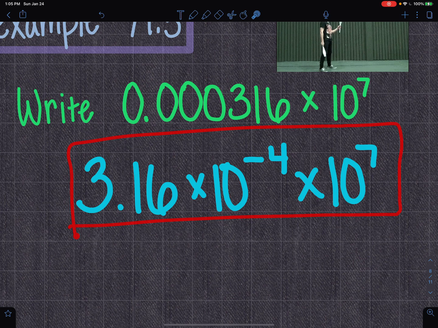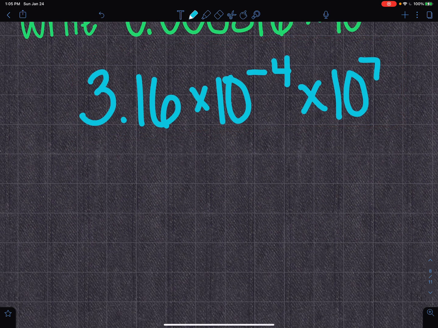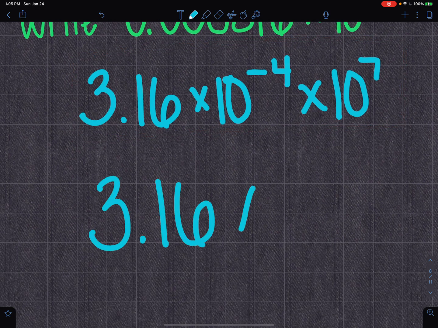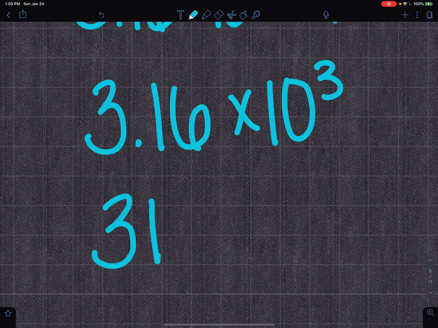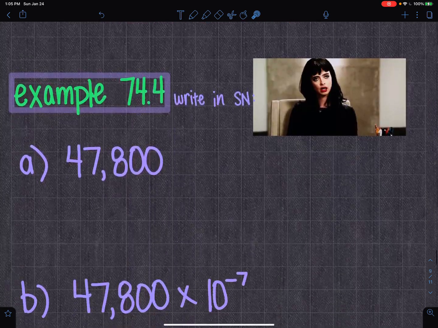So it's 7 minus 4, which is 3. So the answer is going to be 3.16 times 10 to the 3. That's actually easy to do in your head. If you wanted to write the actual number, it's going to be 1, 2, 3, 1, 2, 3. That's the actual number. Probably doesn't even need to be written in scientific notation. All right, let's do the next one.